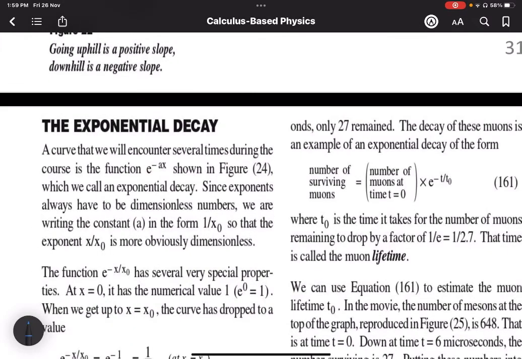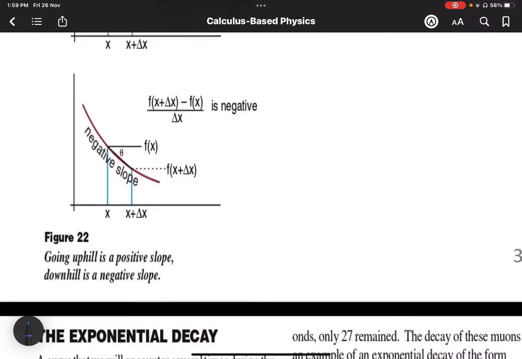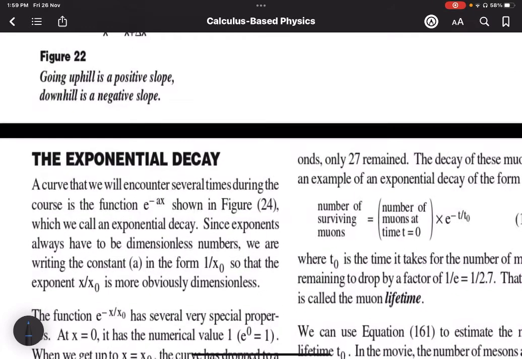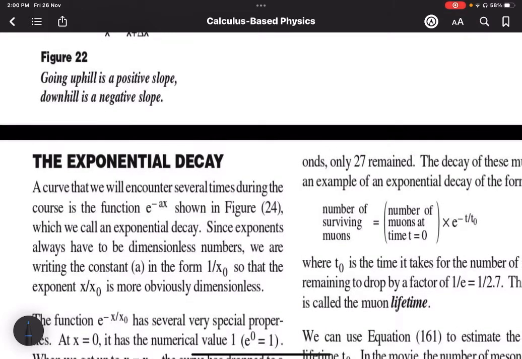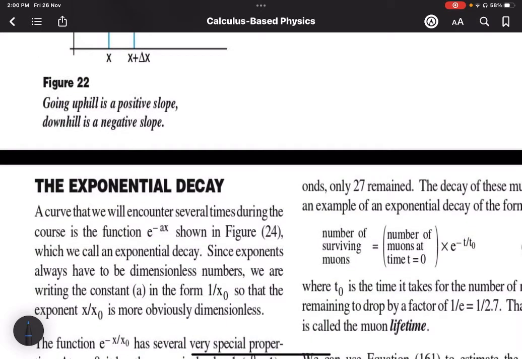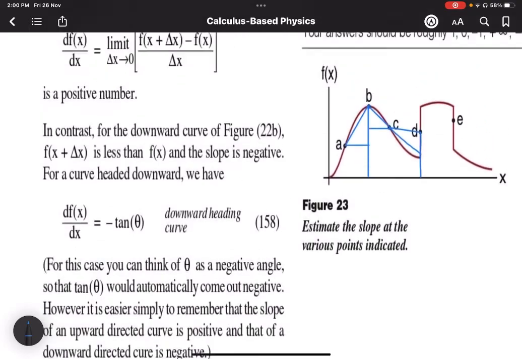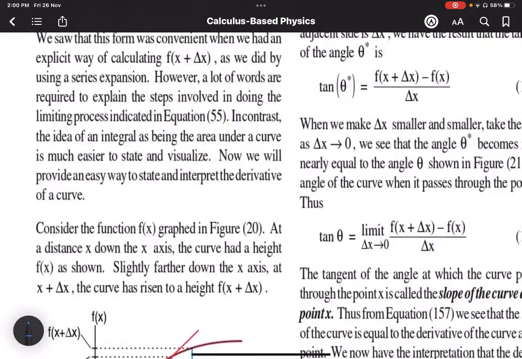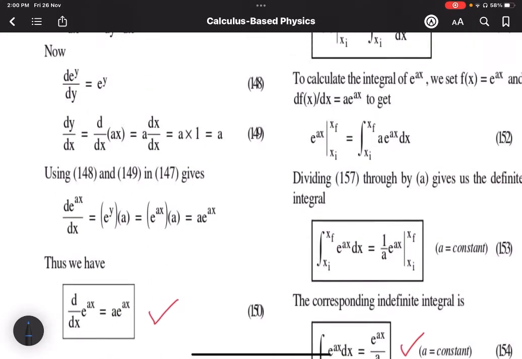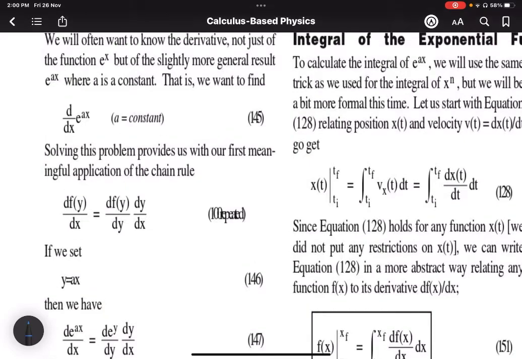Next, we go now with exponential decay, a curve that we will encounter several times during the course is the function e to the negative ax power. No? So ito ang tinatawag nating exponential decay. So remember, na-discuss na natin to si e, which is, balikan natin, ito, ayan. Ito natin yung ginamit.